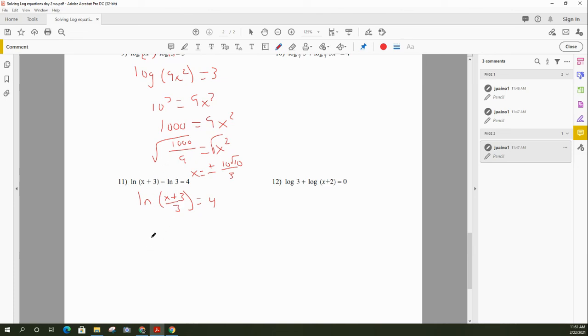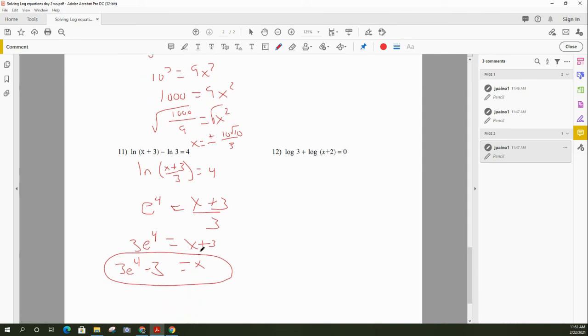Rewrite that. The base is e, so it's e to the fourth equals x plus 3 over 3. Multiply both sides by 3, you get 3 e to the fourth equals x plus 3, and then subtract 3. 3 e to the fourth minus 3 equals x. And so there's your key for this one.